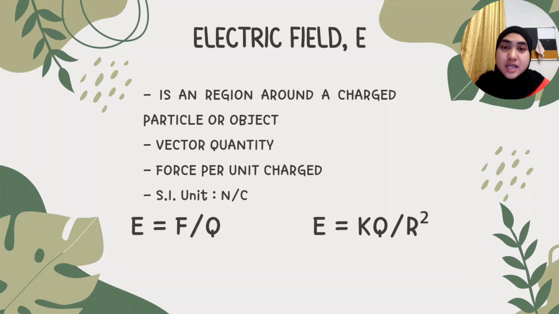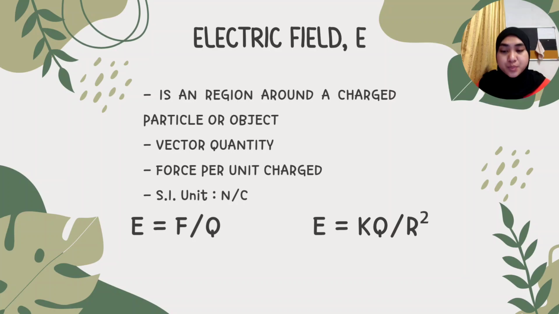Okay, next is the electric field, known as E. An electric field is a region around a charged particle or object in which another charged particle experiences a force. It is a vector field that represents the influence of electric charge on the surroundings. The strength and direction of this electric field at a point are defined as the force per unit positive charge placed at that point.